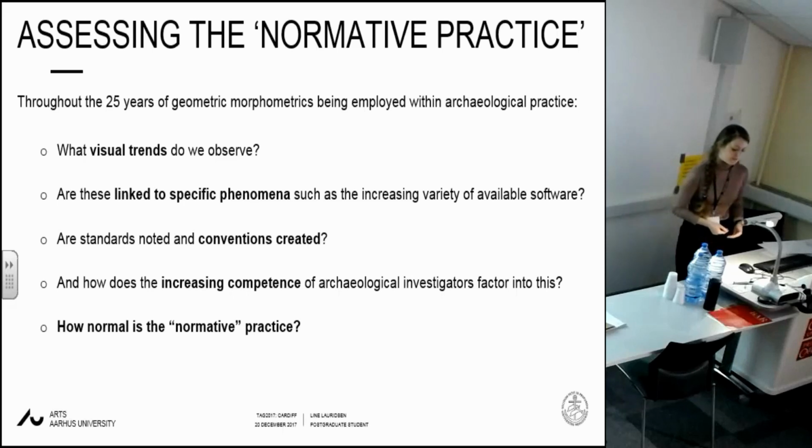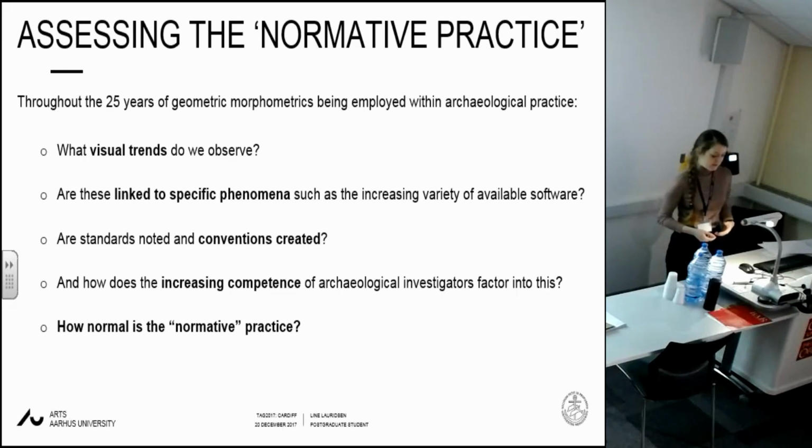Are these linked to specific phenomena, such as the increasing variety of data software? Have standards been noted and conventions created? And how does the increasing competence of archaeological data analysts factor into this? And ultimately, how normal is the normative practice?